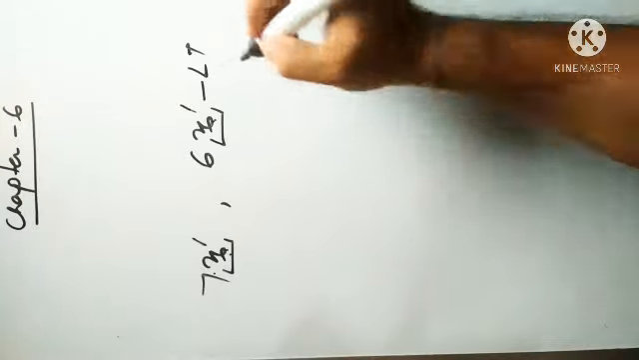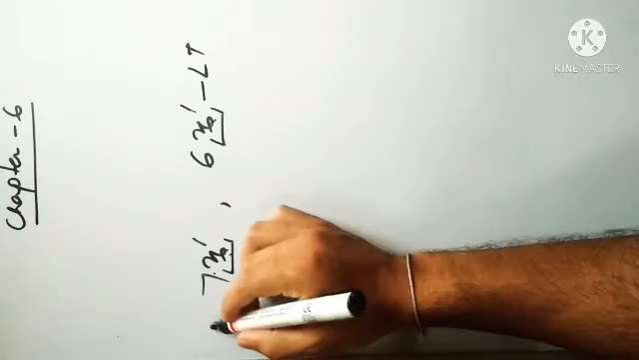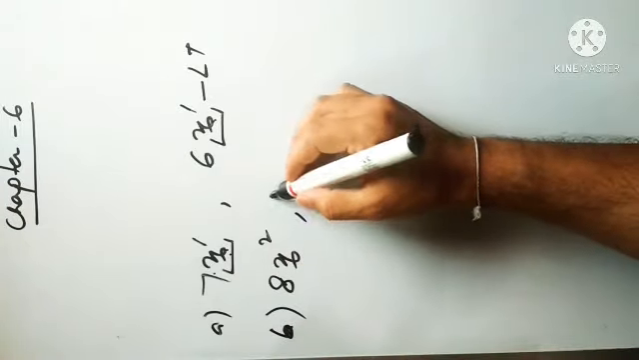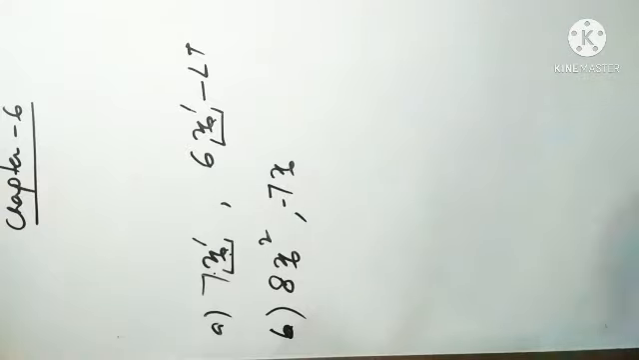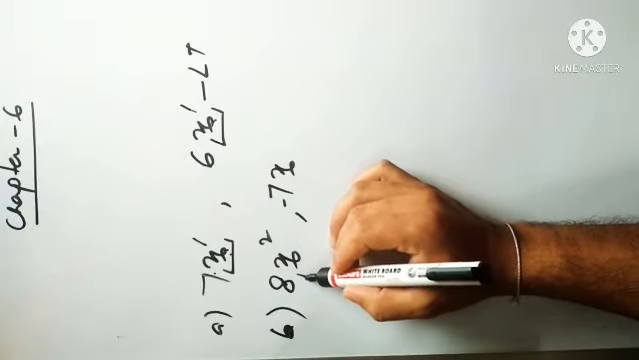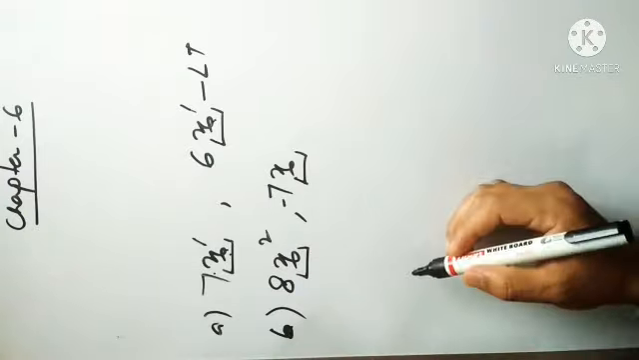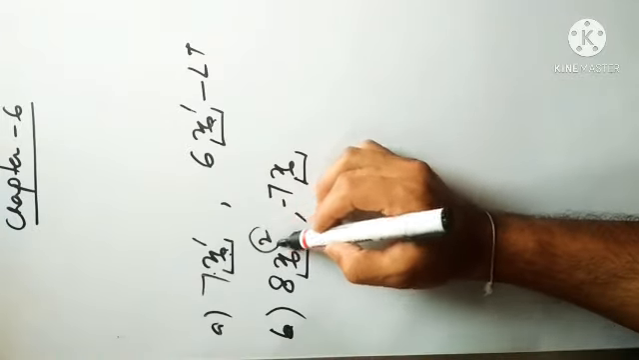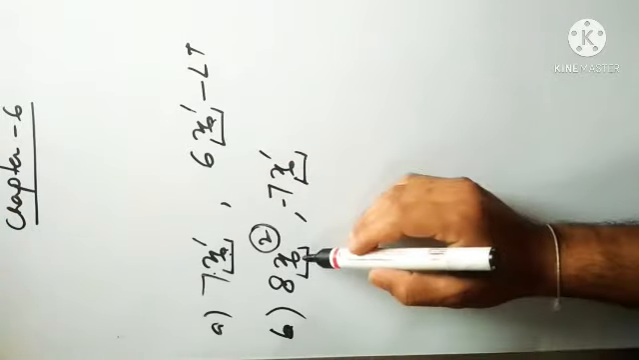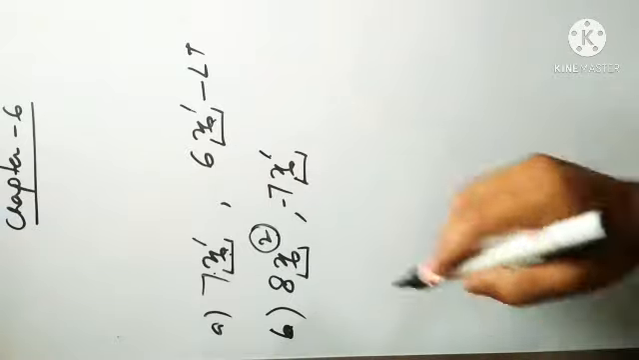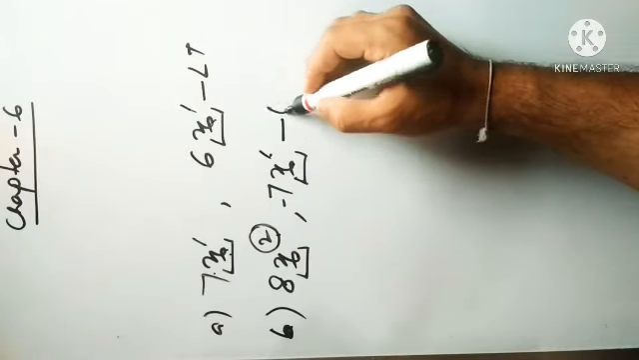I'll give you another example: 8x to the power 2 and minus 7x. We don't need to compare the numerical coefficients. Here is x, and here is x. Same type of variable, but let us see the powers. Here the power of x is 2, and here the power of x is 1. That means they have the same variable, but their respective powers are not the same. That means they are unlike terms.